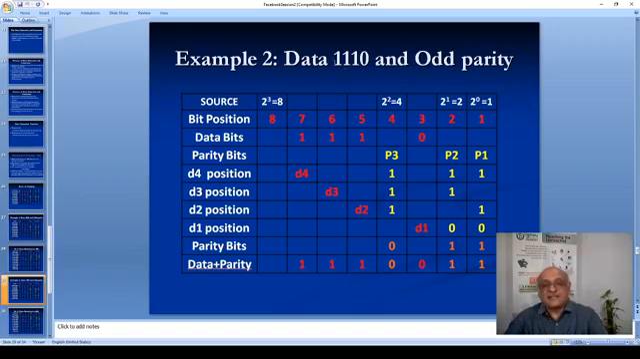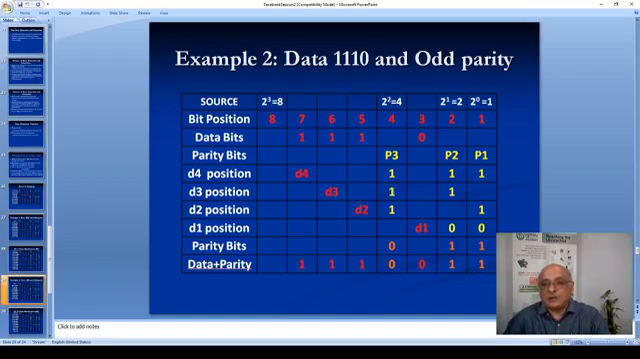So pay attention once again. 1, 1, 0, 1, 0 and odd parity, which we are using this time. So our data is 1, 1, 1 and 0. Parity bits are at P1, P2 and P3. D4 will contribute to this, this and this. It is 1, so we are putting 1 in all the places.